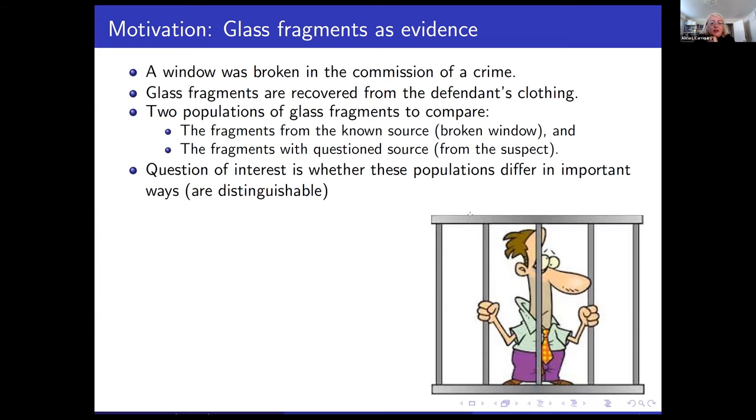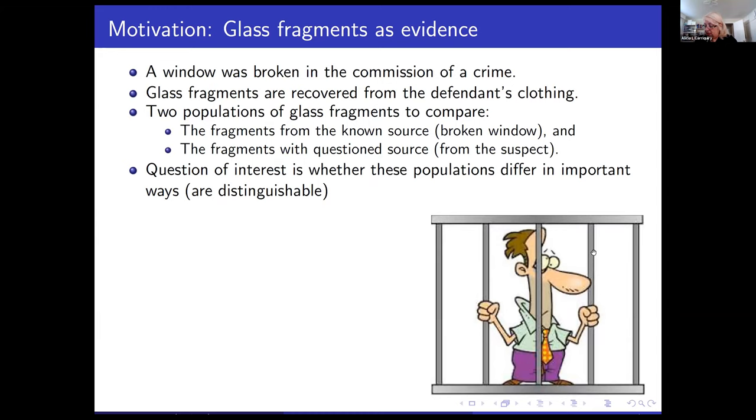So you recover the fragments from the defendant's clothing. Now you want to ask yourself whether the fragments on the defendant's clothing and the fragments you obtain from the broken window are indistinguishable in some sense. Essentially, this is an inference problem. You have fragments from the known source, in this case the broken window. You have fragments with a questioned origin, the fragments from the suspect, and you want to compare those. You assume that those fragments are random samples from two populations, and you wish to know whether the mean of those two populations is the same.